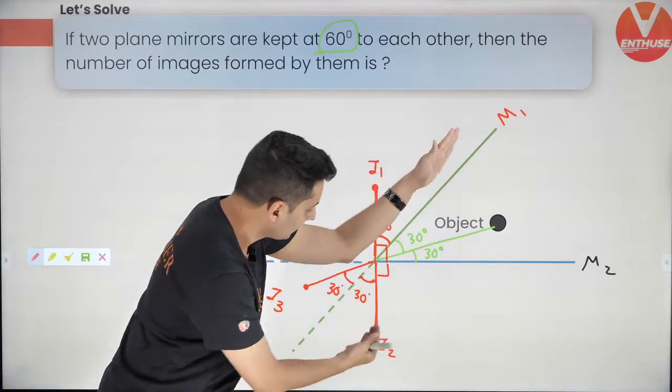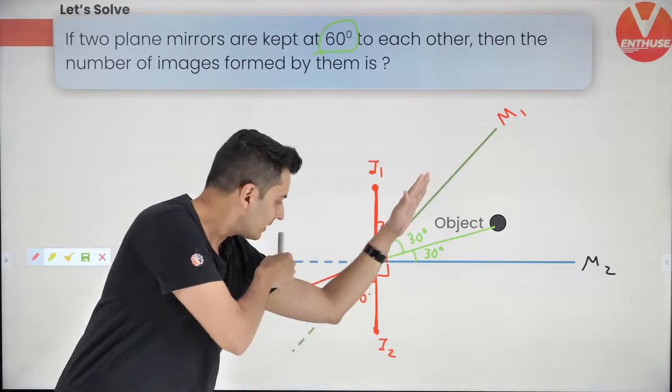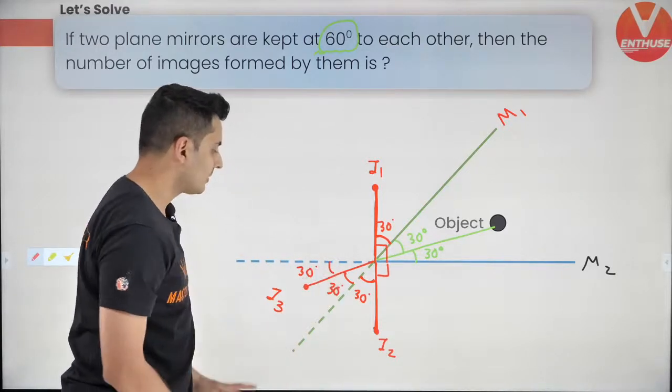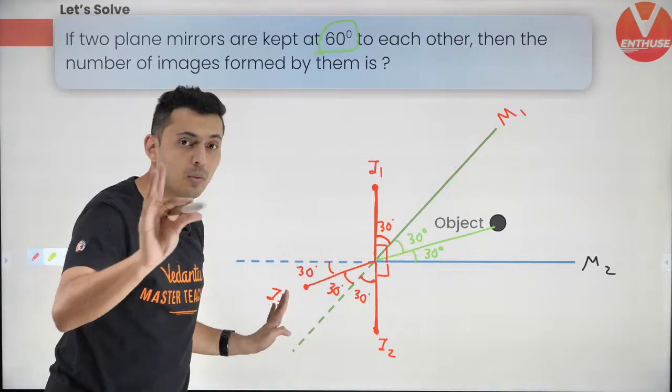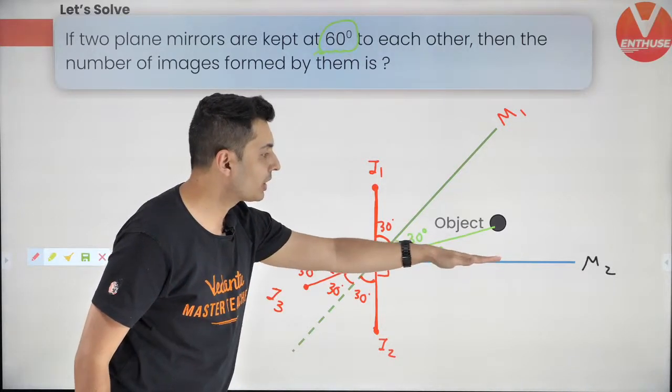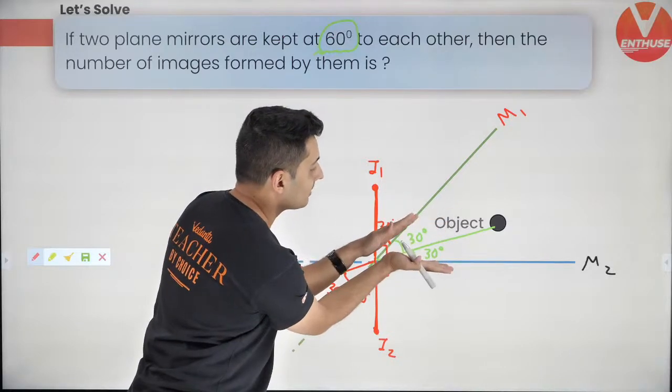So for this mirror, this object was reflected 30 degrees behind. So obviously this will also be 30 degrees. Now stop over there. Why? Because this image won't get reflected by this mirror, because remember, these are the two mirrors.